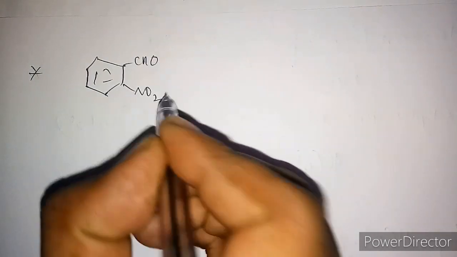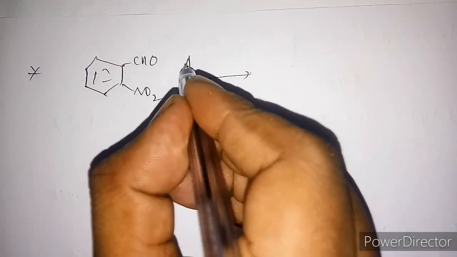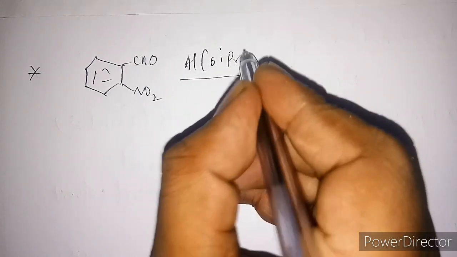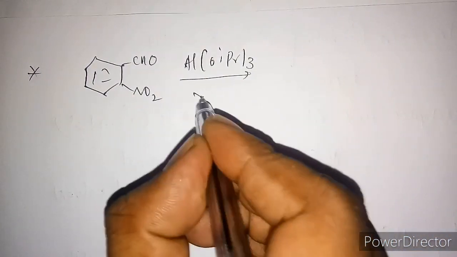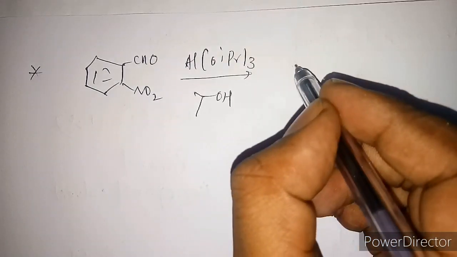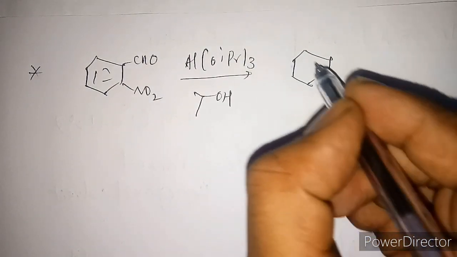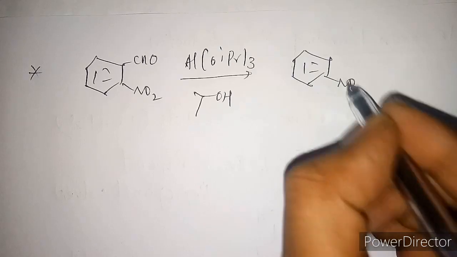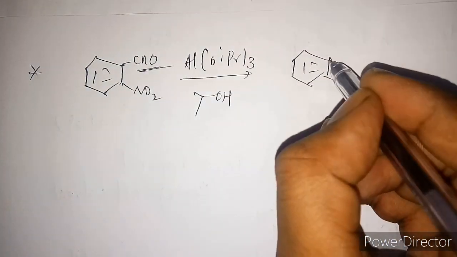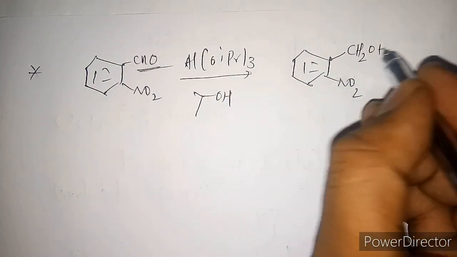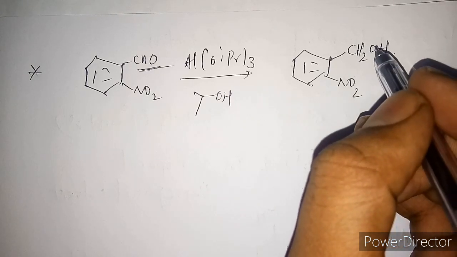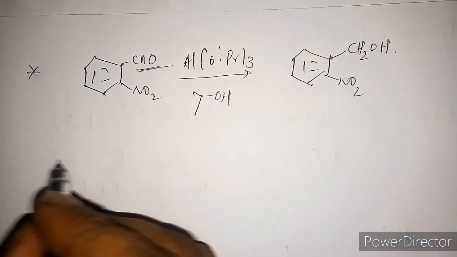CHO NO2, aluminum isopropoxide using isopropanol. So we will get, so this is unaffected, so this is aldehyde, will reduce to primary alcohol. So aldehyde will be reduced to primary alcohol.